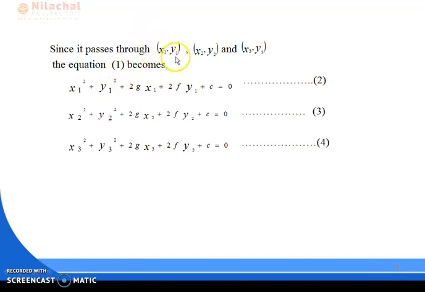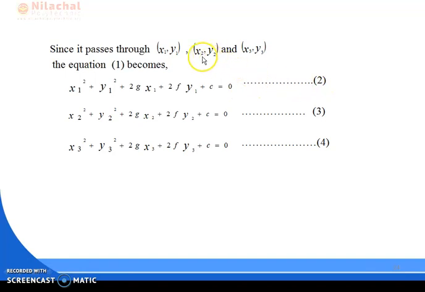The first point satisfies equation number 1. That means instead of x, we put x1, and instead of y, we put y1 in equation number 1. So we get x1 square plus y1 square plus 2gx1 plus 2fy1 plus c equals 0. This is equation number 2.